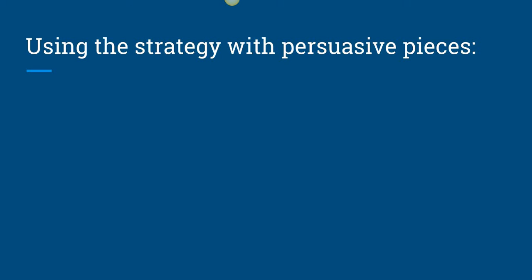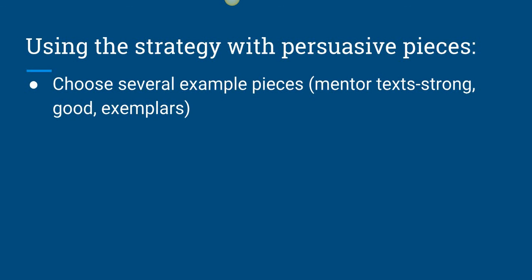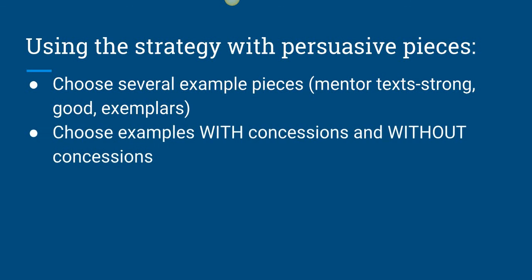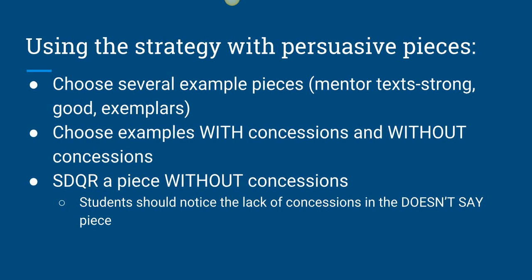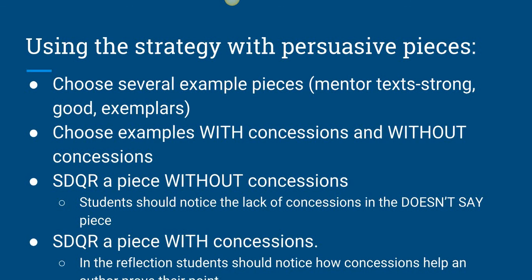So once you use this strategy on something easy, transfer it to the complex text you're presenting in class. Pull some mentor texts that are strong with writing examples and share those with students. But make sure you get some with concessions and some without concessions. SDQR a piece without concessions. And do the same thing with one that has concessions.